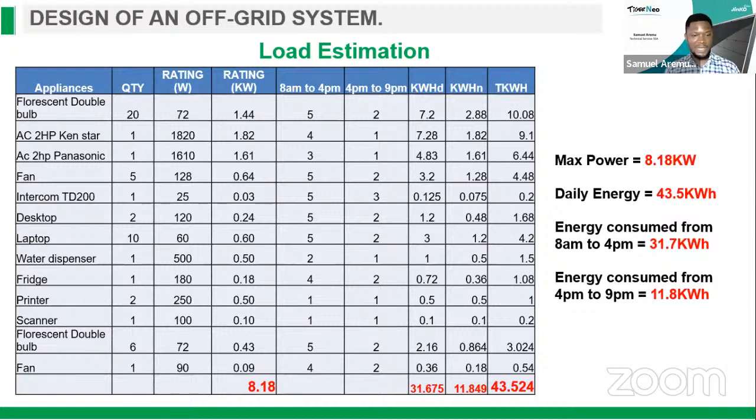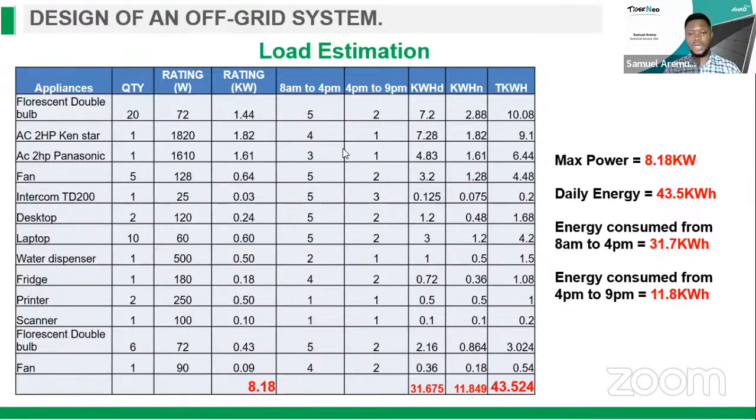For the fan, we have 128 watts. For the scanner, we have 100 watts. For the fan, we have 90 watts as well. The next thing to do, for convention's sake, is to convert from watts to kilowatts. So we have the kilowatt values.